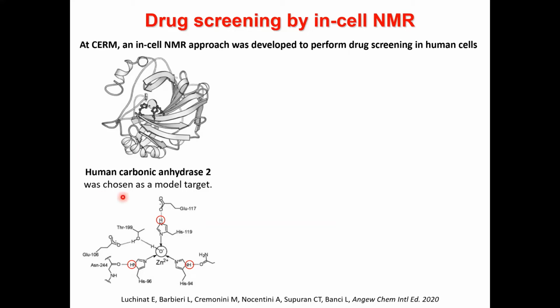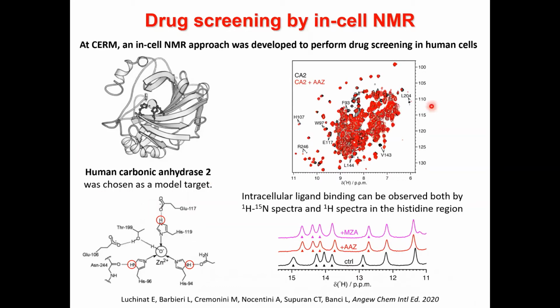So a nice thing about this protein is that it behaves well in terms of interactions within the cell. So we get nice HSQC spectra. We can actually map the interaction between a protein and a drug inside the cell by looking at the perturbation of the chemical shifts in the spectra.